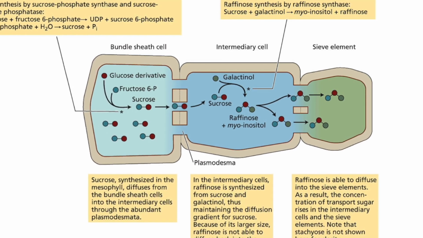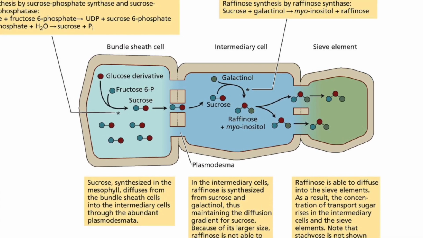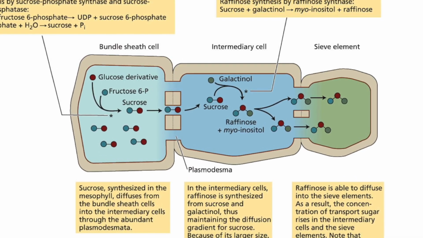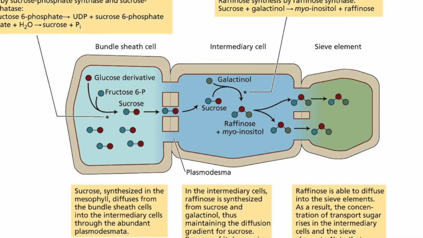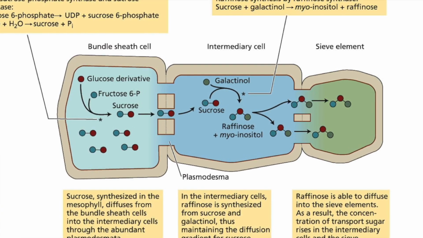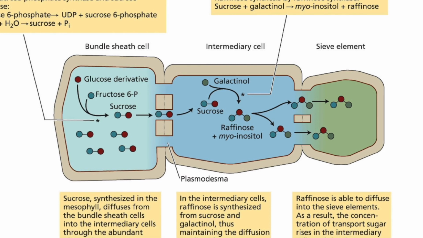The raffinose is then transported into the sieve elements where the sugars build up in the cells and are then transported through the transport pathway of the sieve tubes.